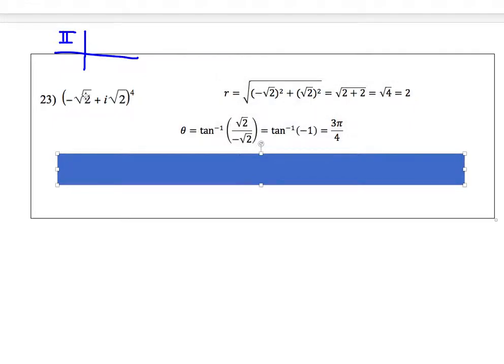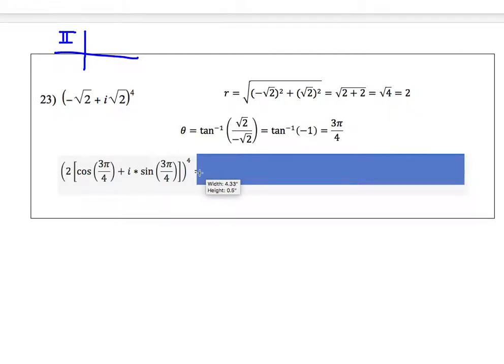So now we have r and we have theta, and we're going to set up the polar coordinates. This would be r times cosine of theta plus i times sine of theta. And r is 2 and theta is 3 pi over 4. But then you have this exponent here, so that's all raised to the fourth power. We can distribute that. So instead of just 2 here, we're going to have 2 to the fourth power.